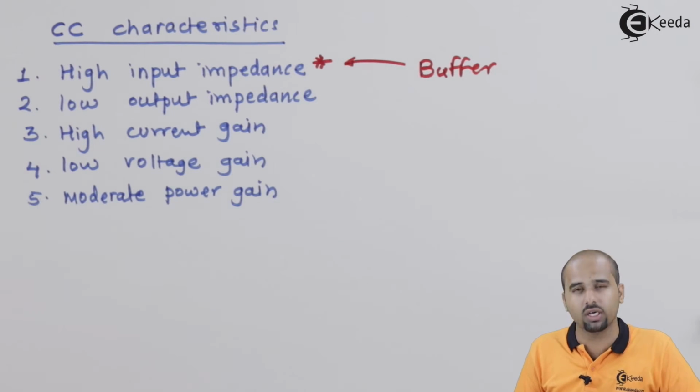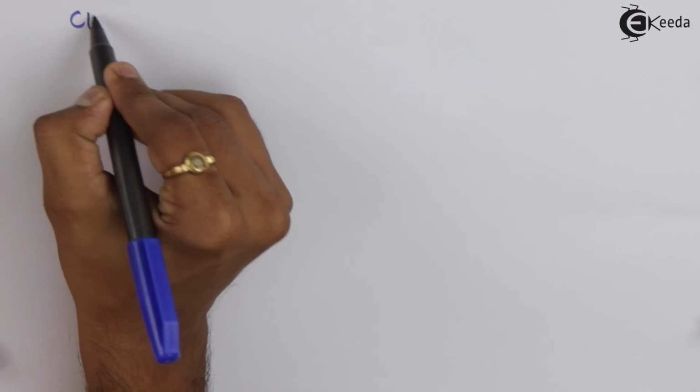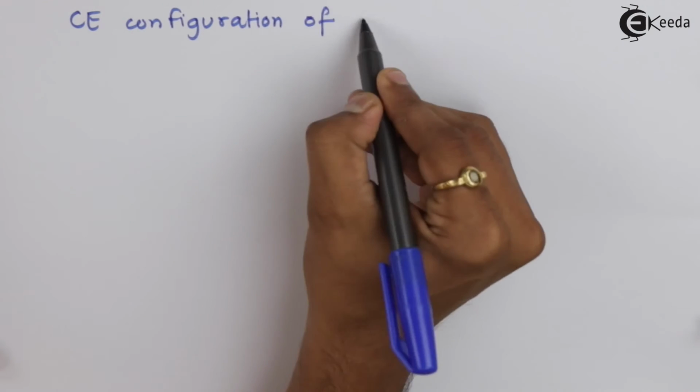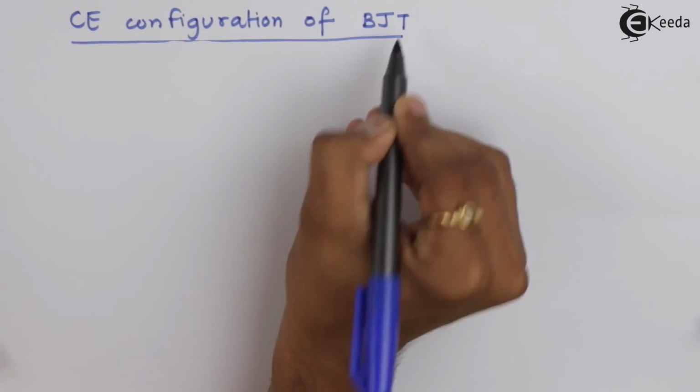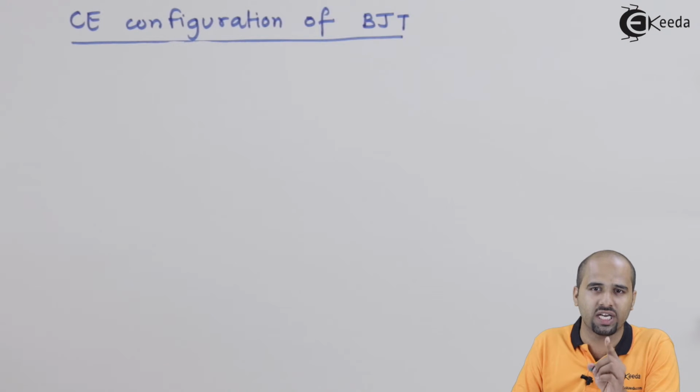Now we will move further to the third configuration of BJT, that is called CE configuration, which is very important for amplification. What do you mean by CE? Easily, common emitter configuration. Now without wasting much time, you just draw this circuit and write the input output voltage and current, what it is.